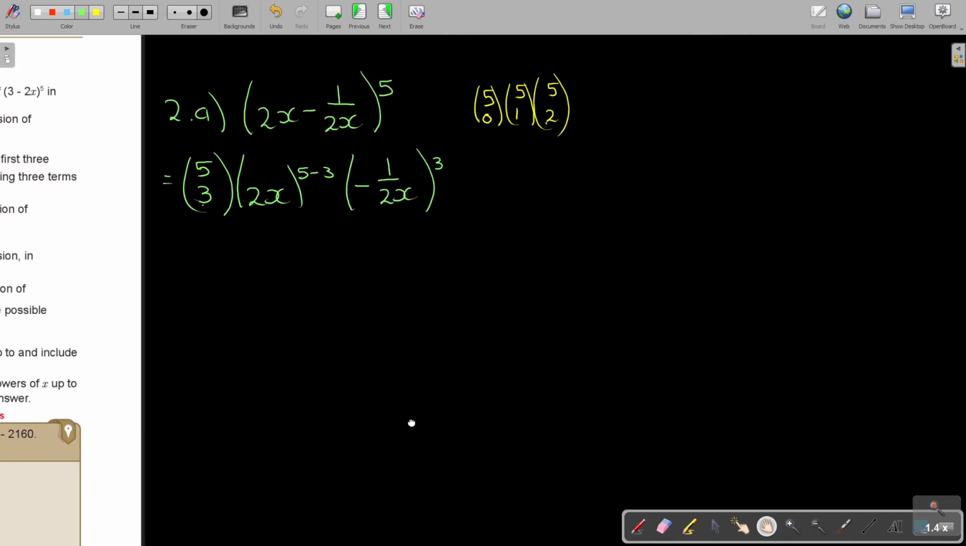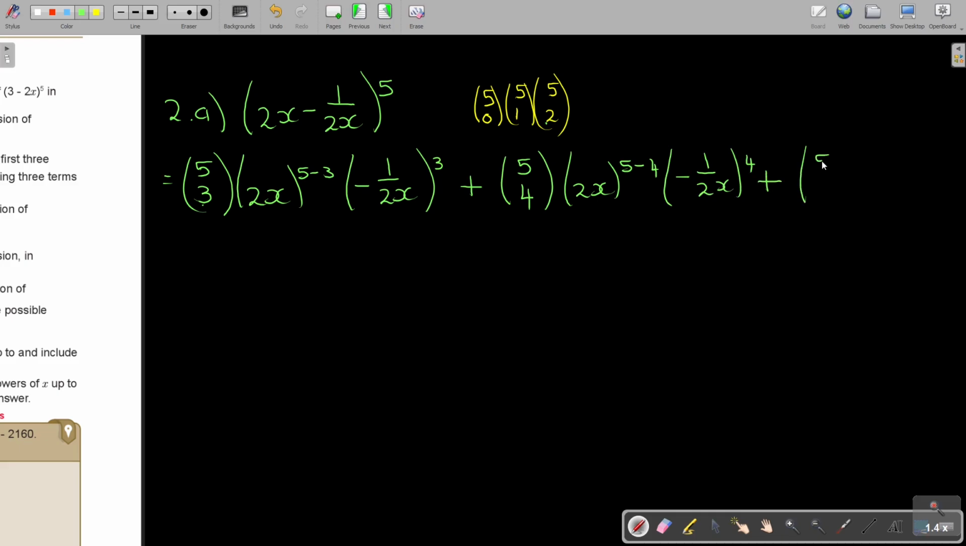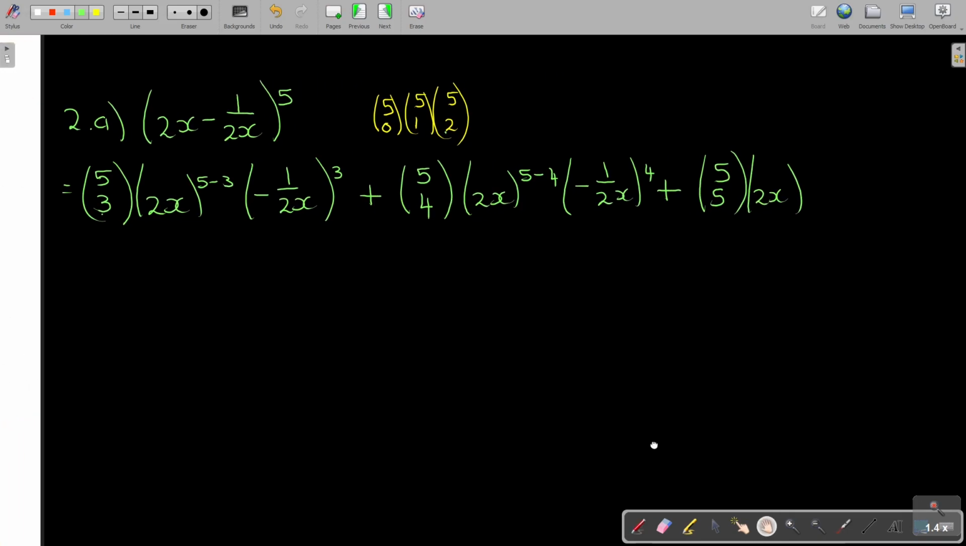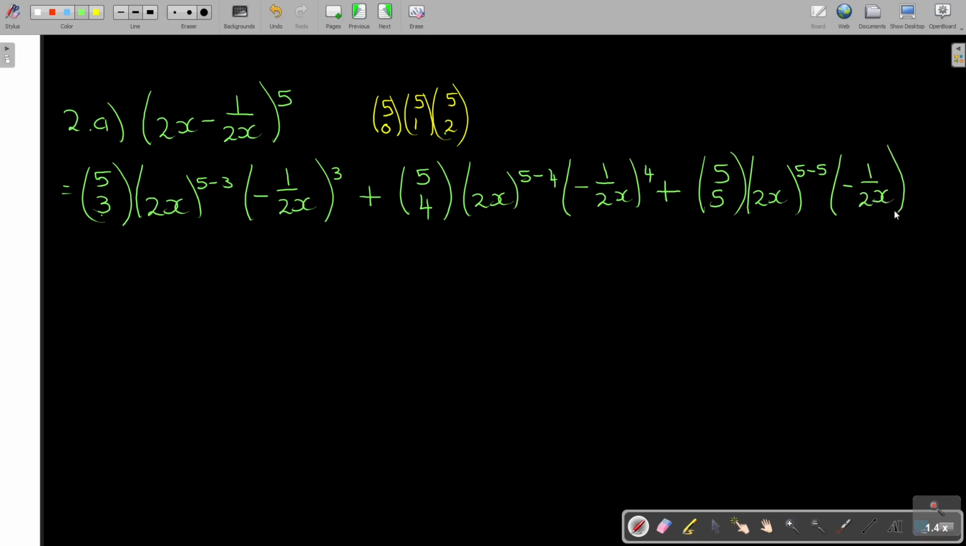Then I go on and I'm going to say 5 for the first term, top minus bottom, then the second term, bottom. And then the final one, 5, 5. The first term, top minus bottom, and then the second term, just the bottom. Now I'm just going to work it out.